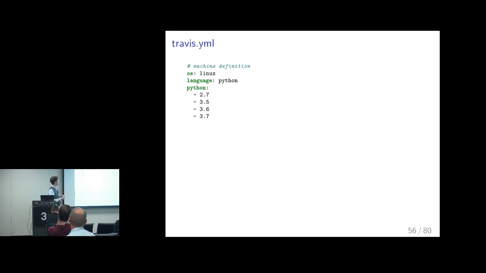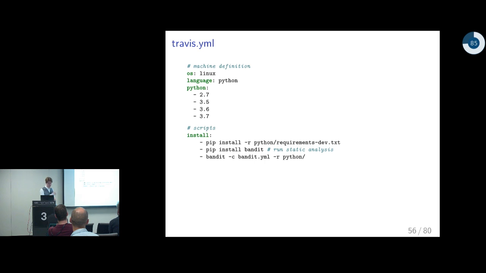So we have first the machine definition, I've chosen to call it. So in this case, we're saying we want a machine with Linux. We want to test it in a Python context, and that context is, of course, provided by Travis. And I want to test these versions, 2.7, 3.5, 3.6, and 3.7. Obviously, this won't work for this project because it's Python 3 only, but that's how it should be. So this now specifies the machine, and in fact, it specifies 4 machines, 1 for each Python version.